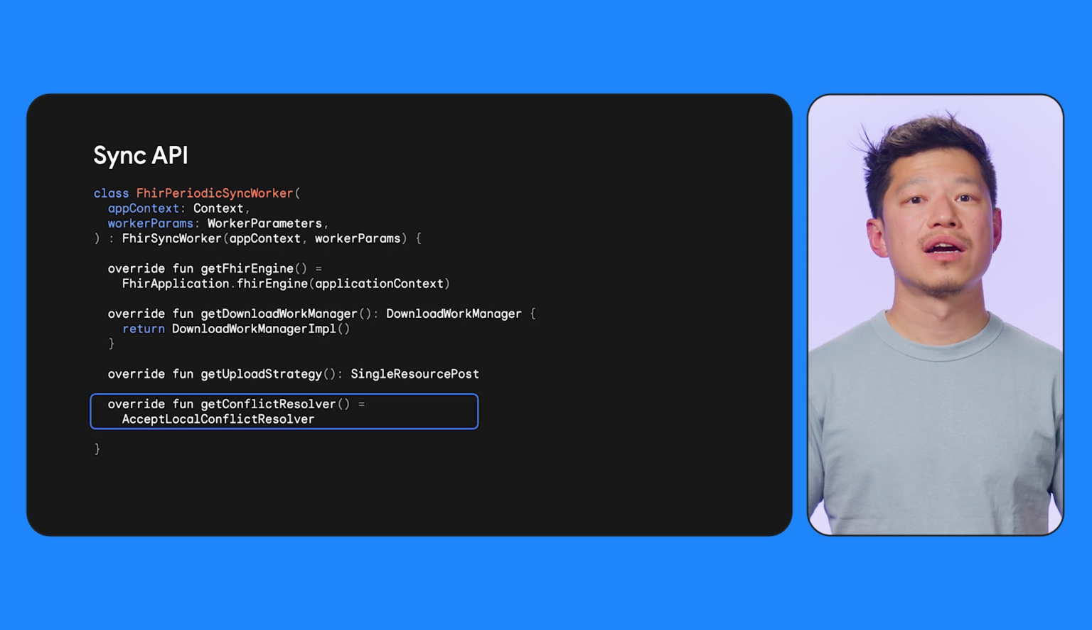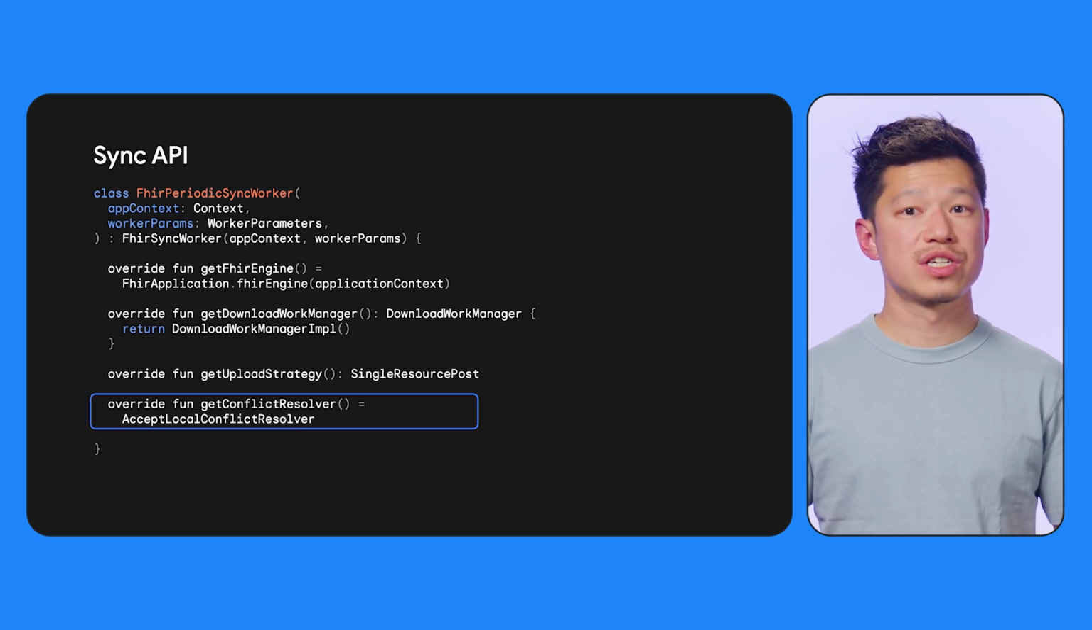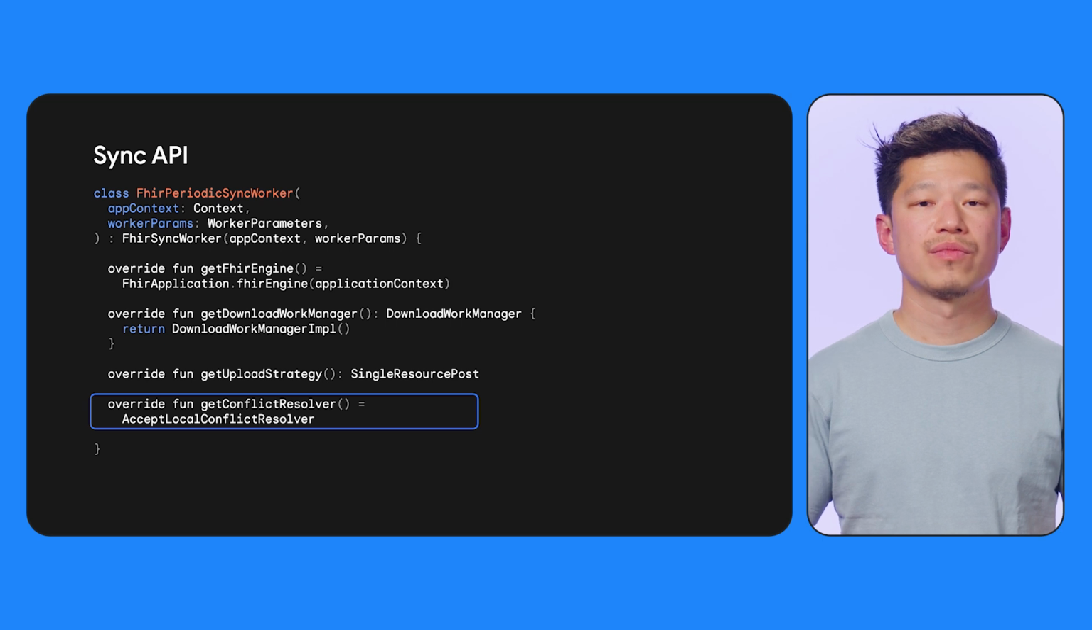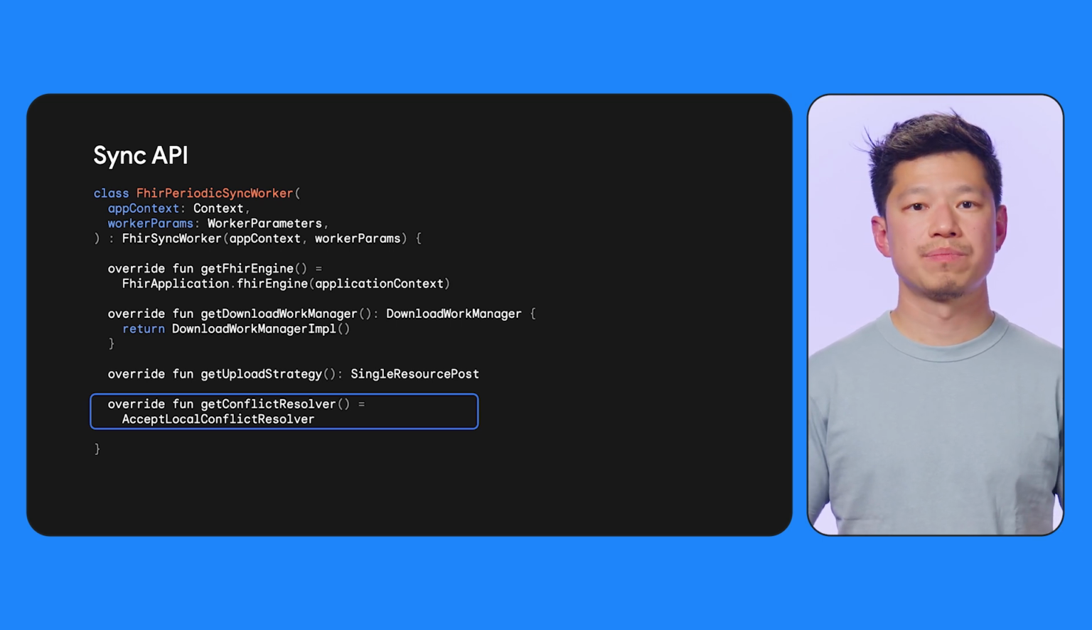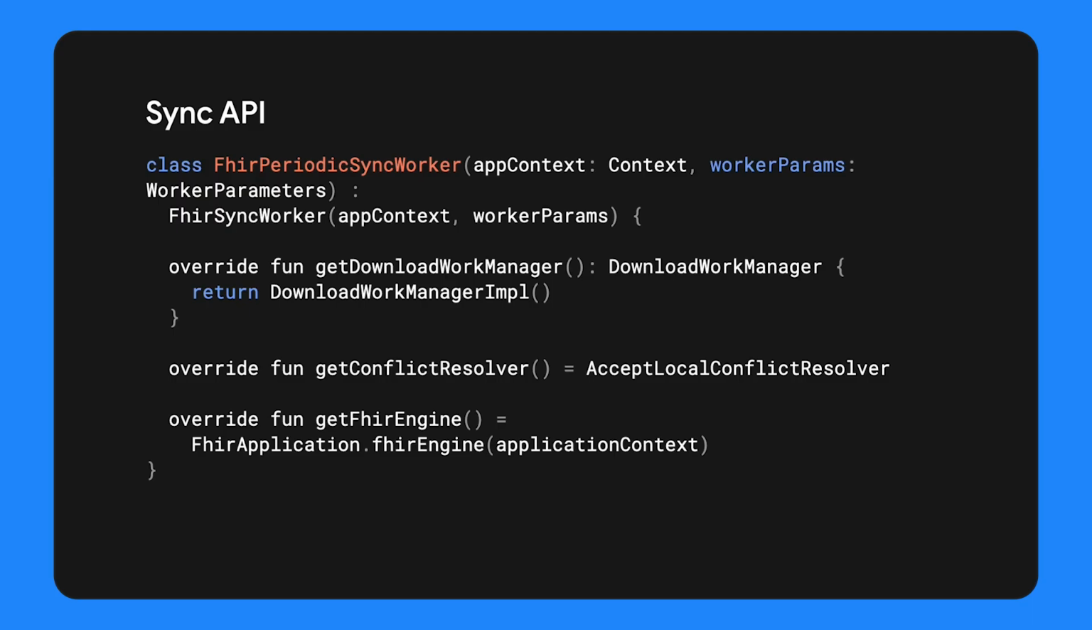And finally, the conflict resolver. This controls how conflicts between the local and remote versions of the same resource are resolved. For example, you can either accept the local version or accept the remote version. We are not going to look at the implementation details of this class, but we have included examples in our codebase and API documentation.